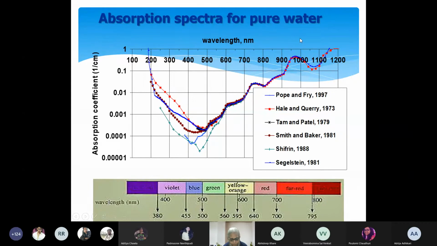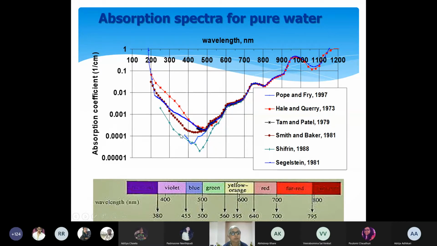So here is the absorption spectra for pure water. You can do this in the lab. Any one of you who has access to a spectrophotometer, I've done it, so I can confirm that. Any good spectrophotometer will allow you to do absorption spectra for pure water. And when you do that, you can go through the entire spectrum all the way from, let's say, 180 nanometers all the way to about 1200 nanometers. These are different absorption spectra for pure water as published by several researchers. The y-axis is a log scale, the x-axis is a linear scale.